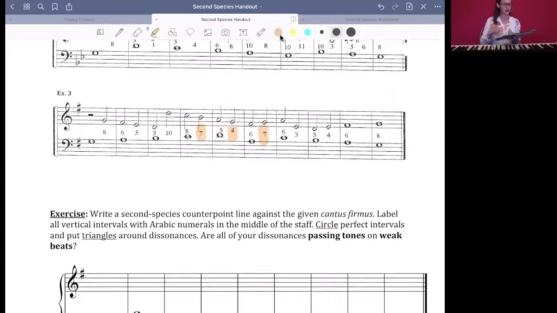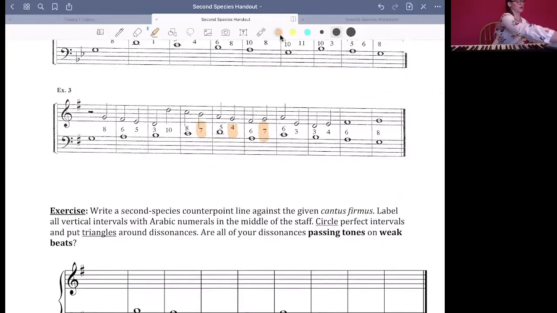So now let's take a look at that third example, the one that I just marked up a little bit. I'm going to play it. I want you to follow along, and I want you to focus in on those dissonances, the 7th, the 4th, and the other 7th. And we have another 4th here towards the end. And I want you to consider how we get into and out of those dissonances. So here's the line, give it a listen.